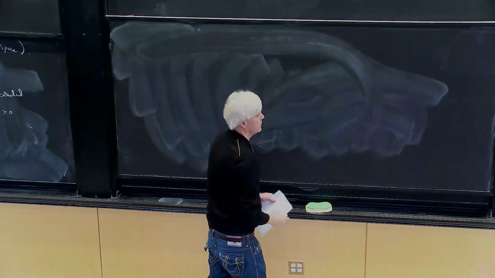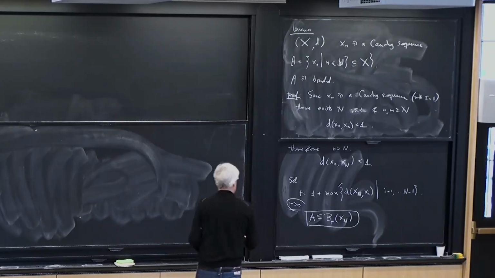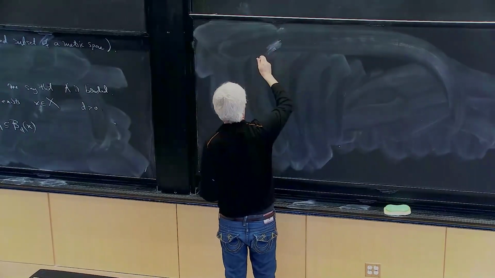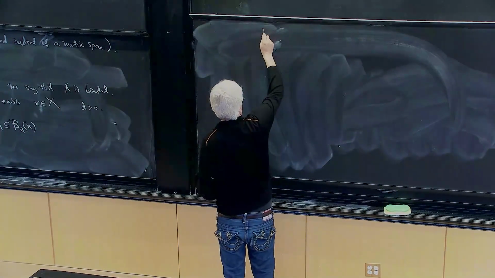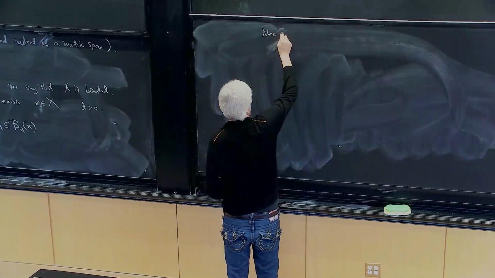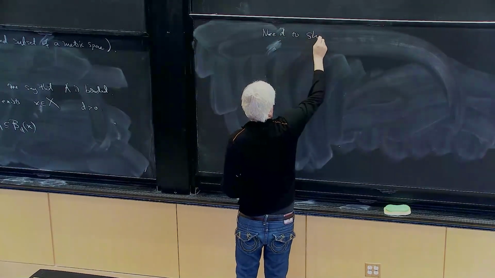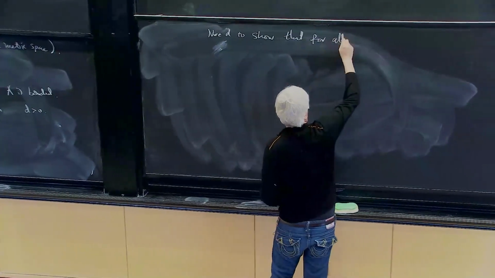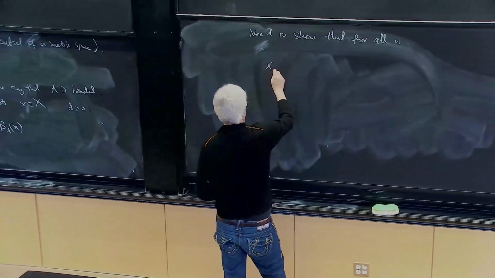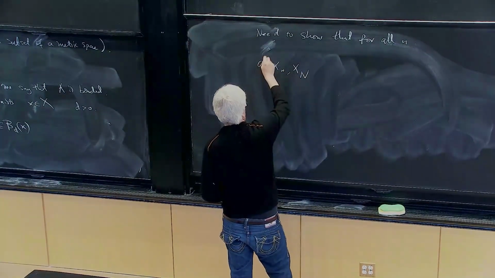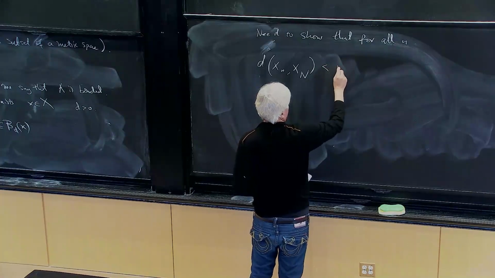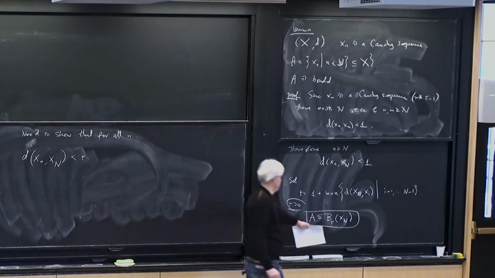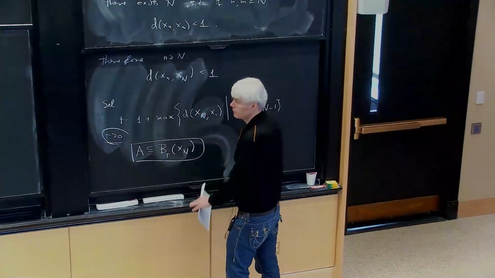Now let's see, so why is this the case? So if capital X here, we need to show that for all n, the distance here is less than r, right? If that's the case, then the whole set here would lie in this ball, right?